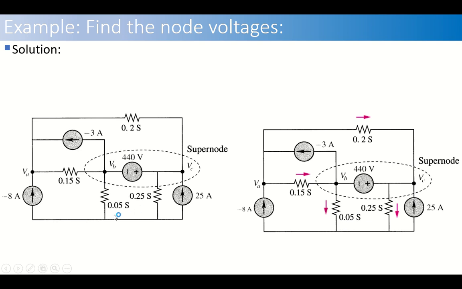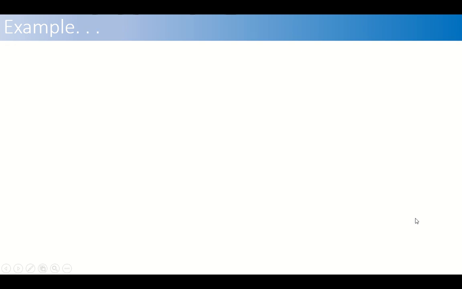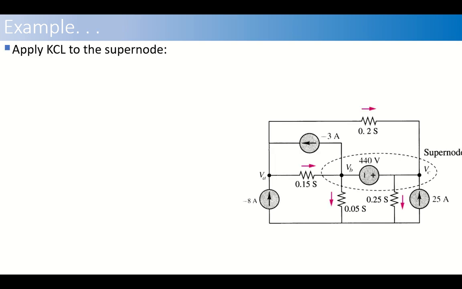Similarly, current in this direction is not given, so we can assume that current is flowing from point B to ground. This is the ground point. Similarly, let's assume that current is flowing from point C to ground in this branch, and here the current direction is already given. So apply KCL to the super node.